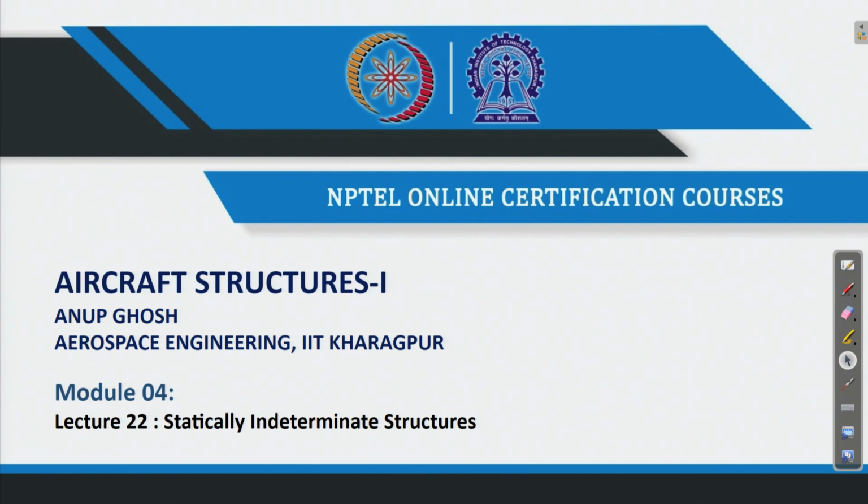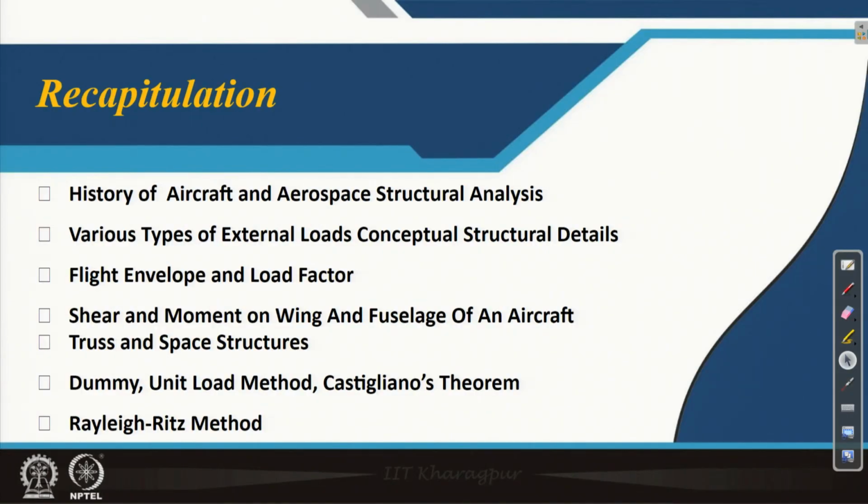We will solve a few problems of statically indeterminate structures. In this problem solving, we will be following the complementary energy method, the stationary principle, or Castigliano's theorem method, and we will solve using the dummy load method. We also will be solving one example with the Rayleigh-Ritz method. All these methods are already introduced to you, and we will see how they are applied for problem solving in indeterminate structures.